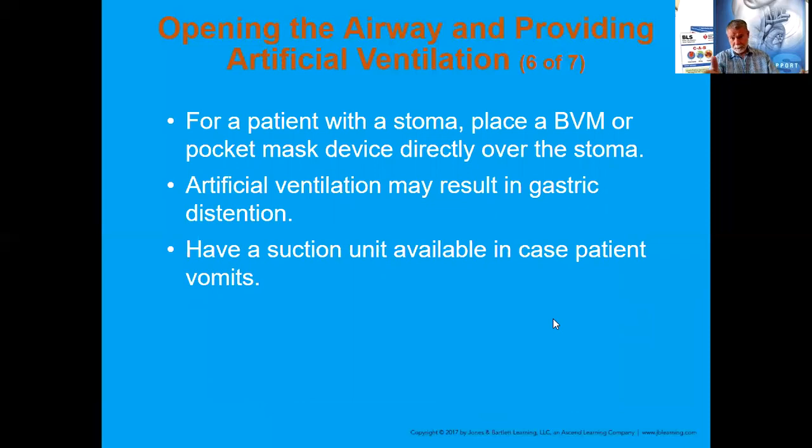With the stoma, it's a bag valve mask that goes actually directly over that. Artificial ventilations may add to the risk of gastric distension, but think of the alternative, right? The alternative is you're not allowing that patient to breathe, so we at least put some air over that stoma, and some oxygen is, of course, always better than no oxygen.